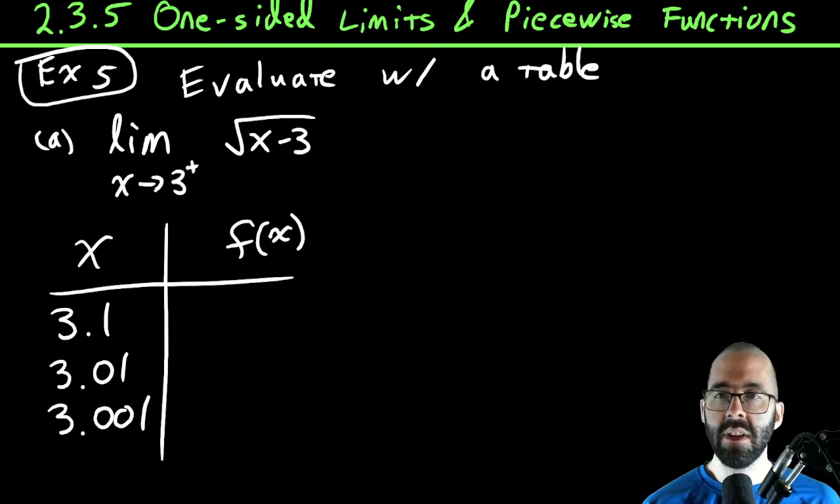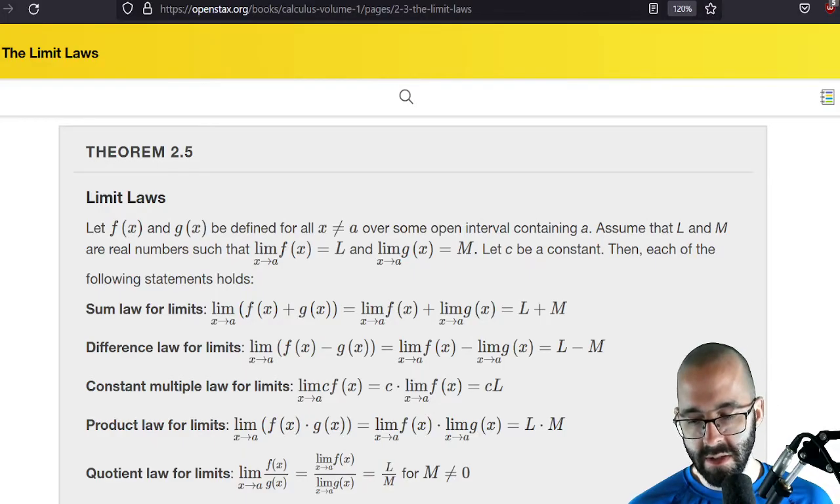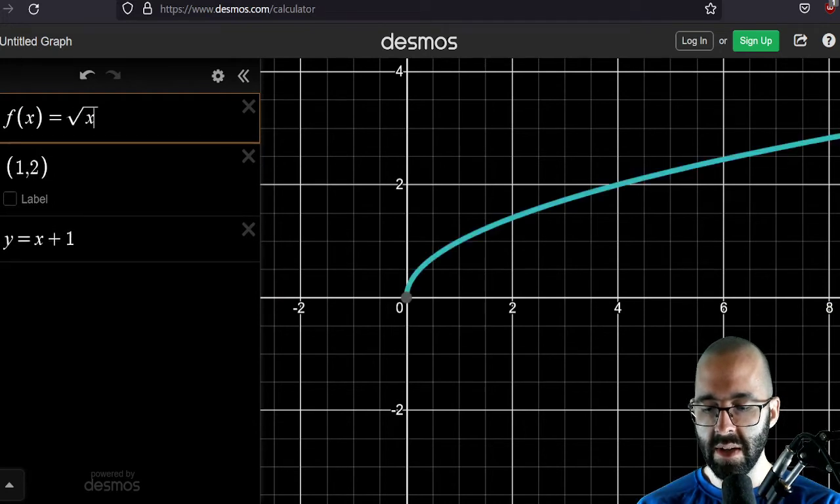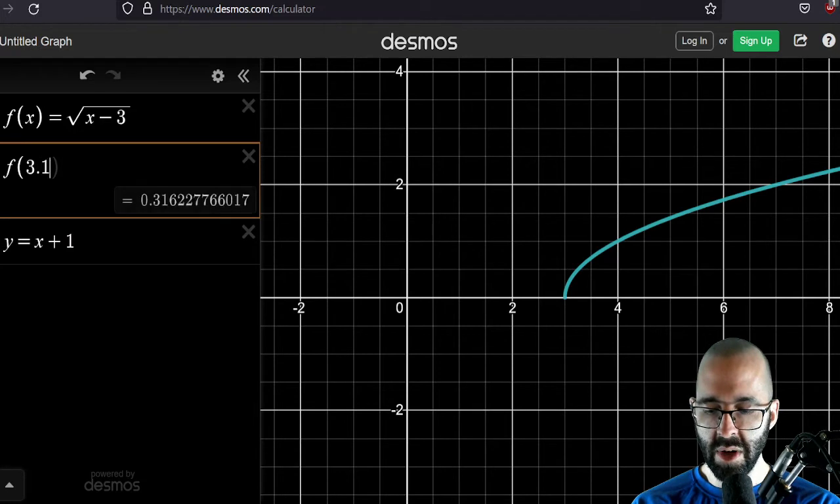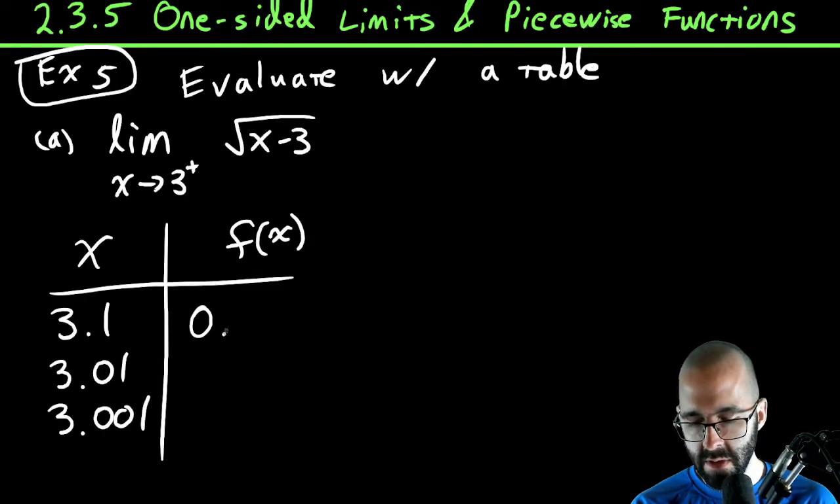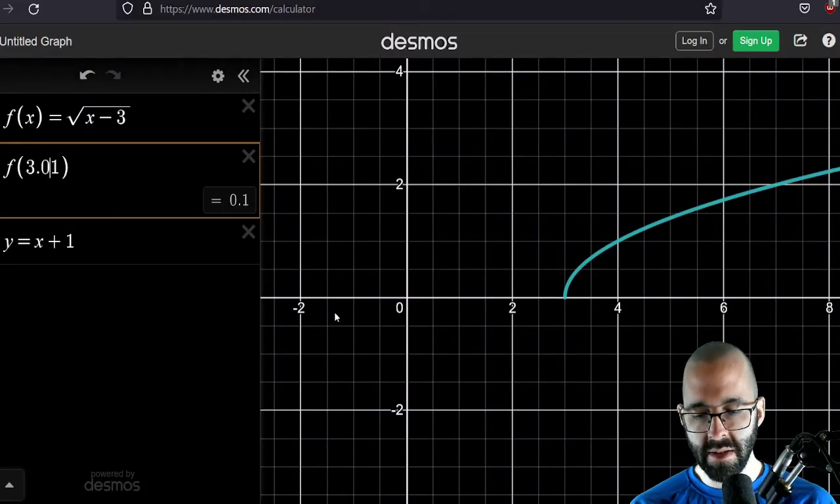All right, so this is the function square root of x minus 3. We can use Desmos to make this a little quicker for us. f of x equals the square root of x minus 3. And say, okay, what's f of 3.1? It's about 0.3162. Let's add another 0. Let's get even closer to 3. All right, it's 0.1.